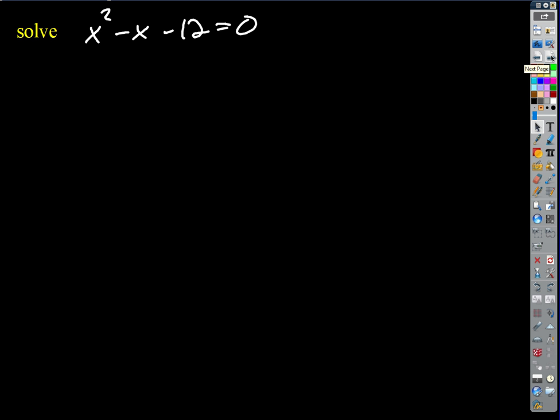Well, first of all, just a quick little warm-up. So this goes clear back to Unit 2. If I want to solve this quadratic equation, what am I probably going to do here?